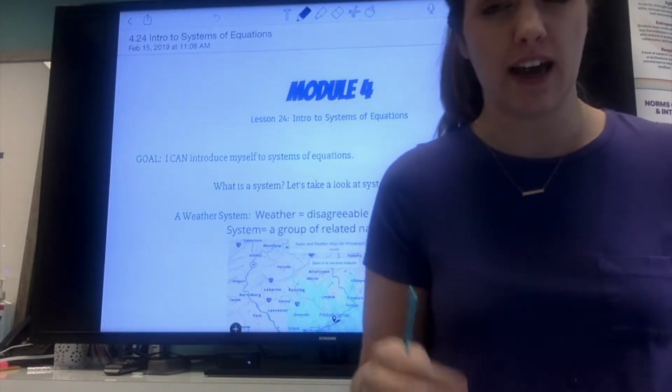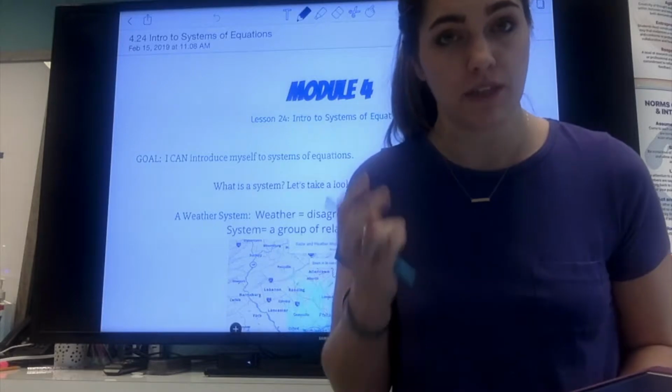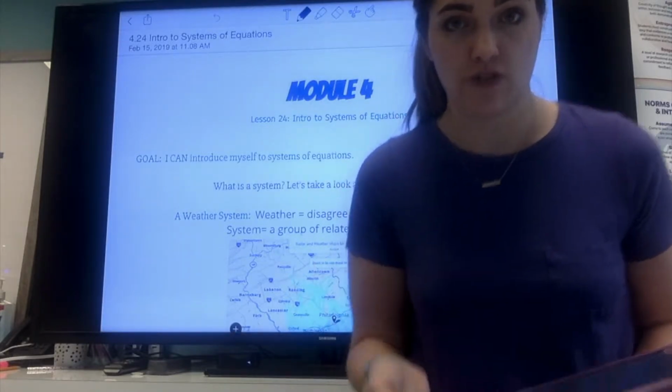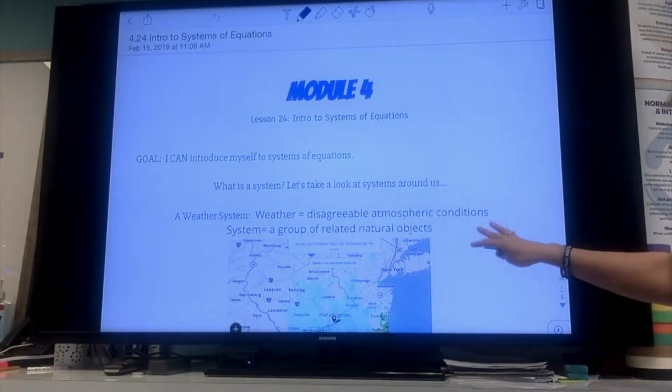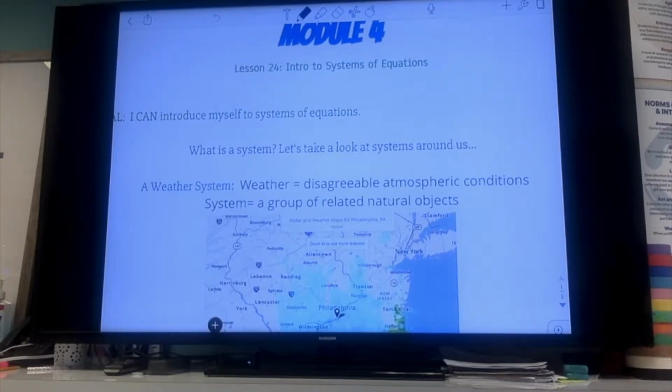This is what we're going to be looking at, also known as simultaneous, meaning same time, equations. Okay, so you should have these notes open on your iPad and you can follow along as we fill them in.